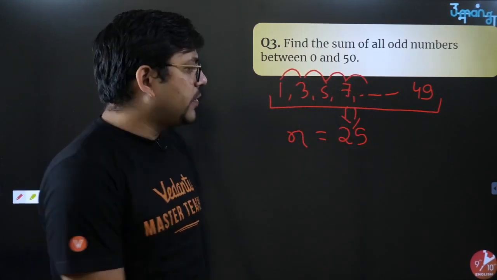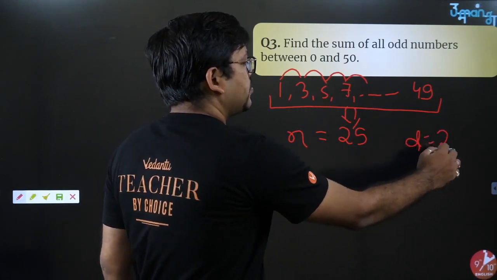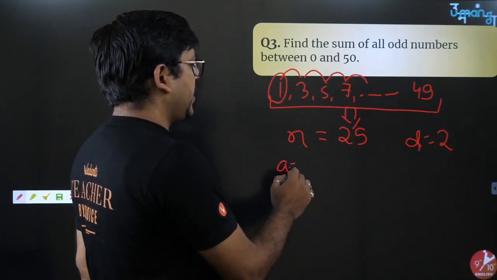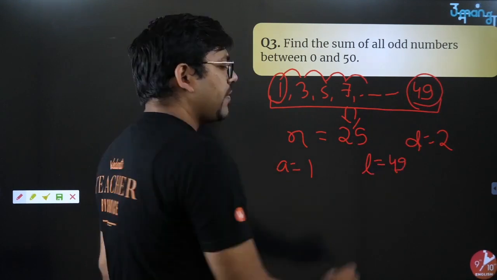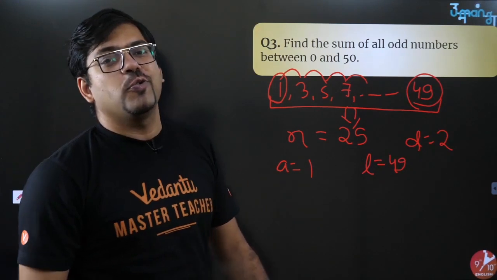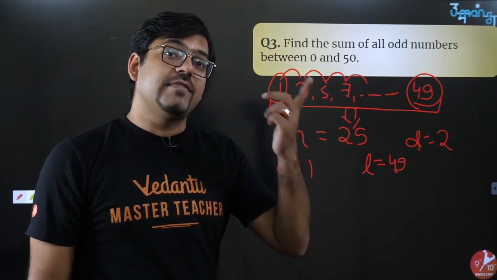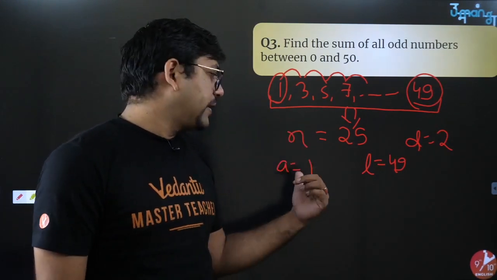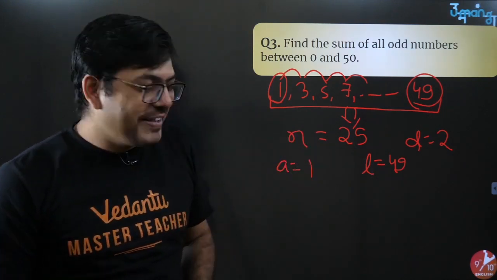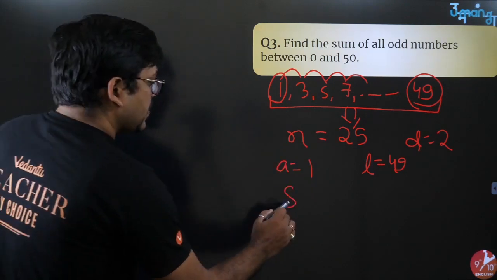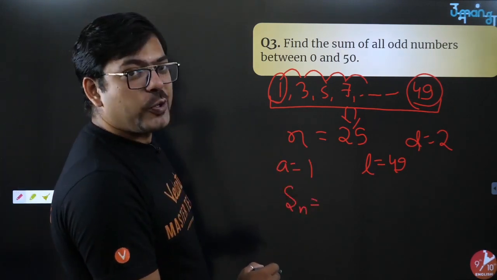So you have the common difference, you have the number of terms, you have the first term, A is 1, and you have the last term, L is 49. So you have everything. Now you have to decide whether to apply the D formula or the L formula. I would go with the L formula because that's an easier version. So Sn is equal to n by 2 into (A plus L).